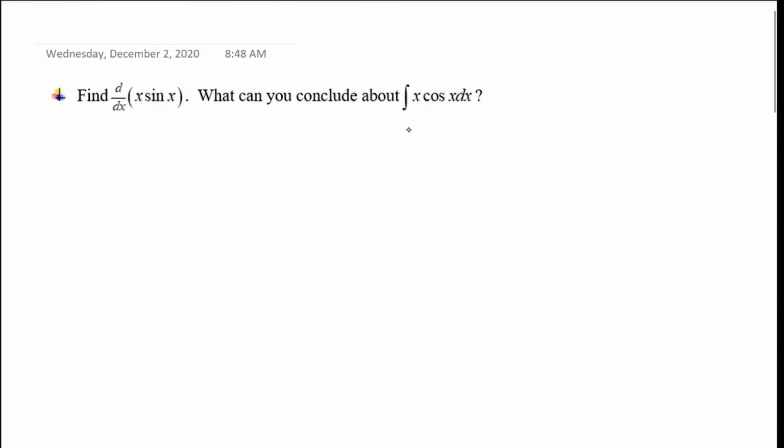My question to you is, would it work out to be like this? The antiderivative of this times the antiderivative of this. Would it work? No, of course not. Don't you wish your life was that easy and simple?